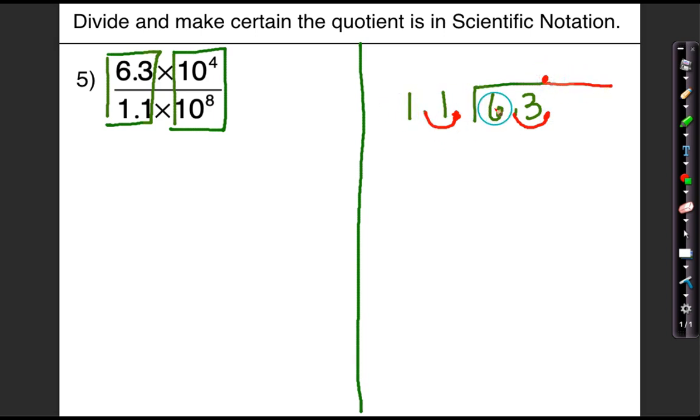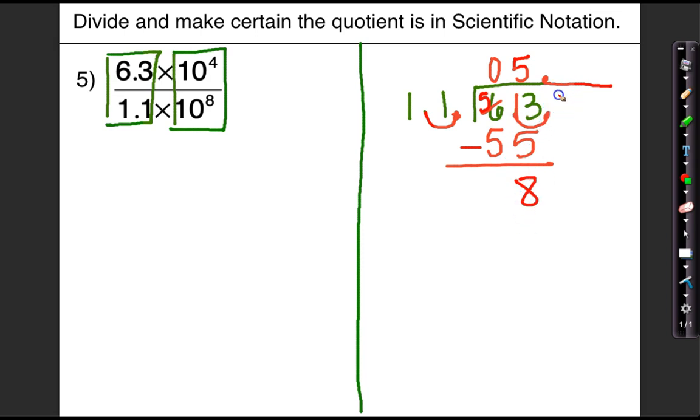Now, can 11 go into 6? The answer is no, so I'll put a 0 right on top of the 6. Can 11 go into 63? Yes. Now, what's nice about this example is I actually know multiples of 11, so that's going to be a little bit easier for me to do in my head. So, how many times can 11 go into 63? I would say 5 times, which is 55. Let's find out what the remainder is. That's going to be an 8.